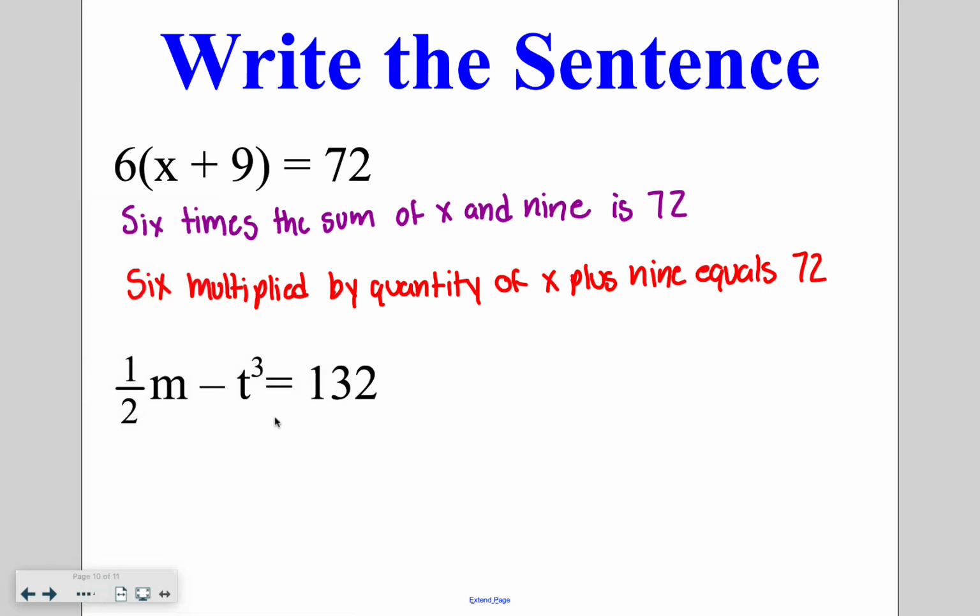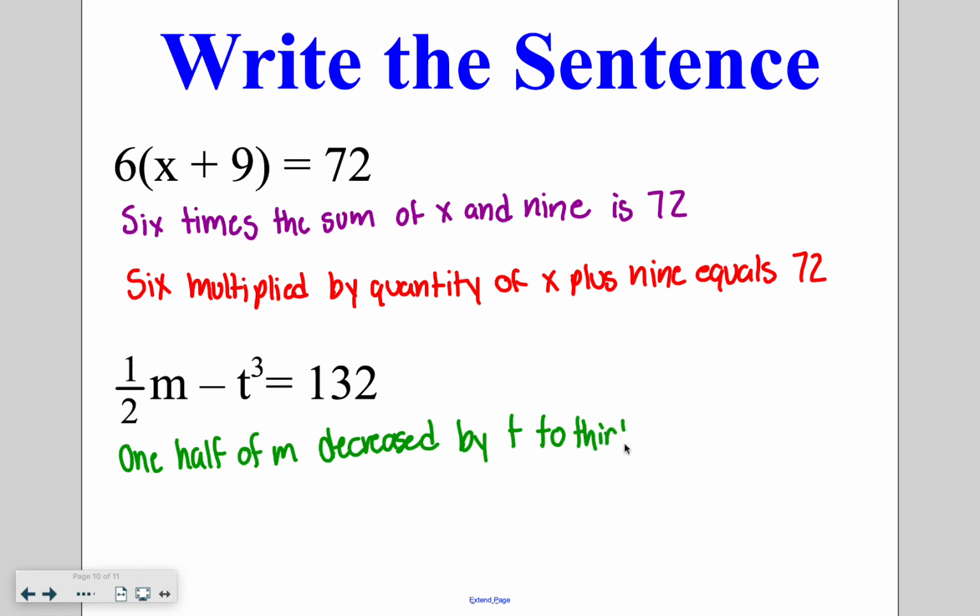For this second one down here, a first option would be 1/2 of M. Remember, of is a multiplying word. Decreased to show our subtraction by T to the 3rd power is 132. This one, since we've got the double variables, we need to specify which variables we are using. So because the first one is M and the second one is T, we want to make sure we are specifying which variable goes where.